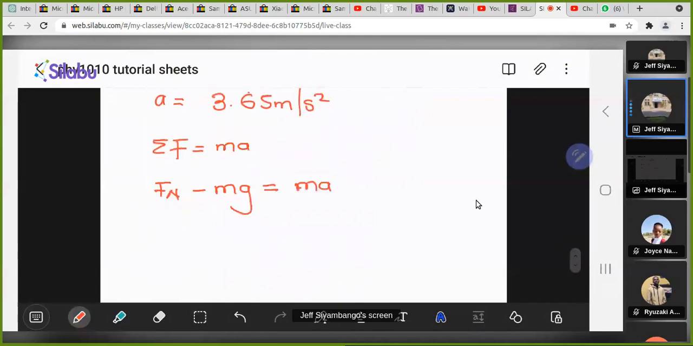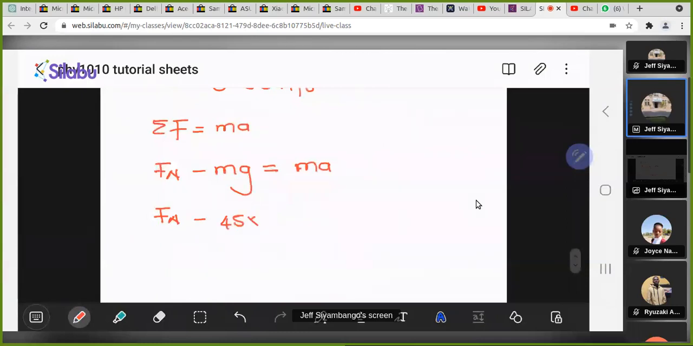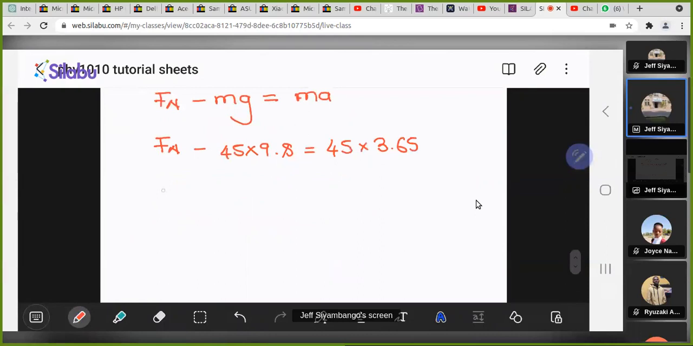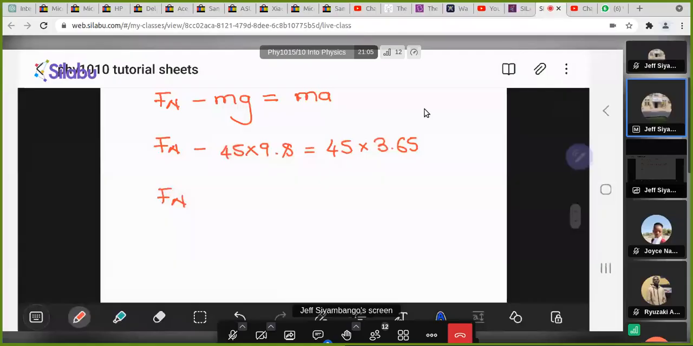So the normal is what we are looking for, remember? It's the reason why I took time to first emphasize that the scale reads what the normal is. So Fn is what we are looking for. The mass of this woman is given as 45, and then g is 9.8. This is equal to the mass again, 45. When the woman is accelerating upwards, the acceleration is positive 3.65. So this is what we are evaluating. Okay, so yeah, this is what we have.